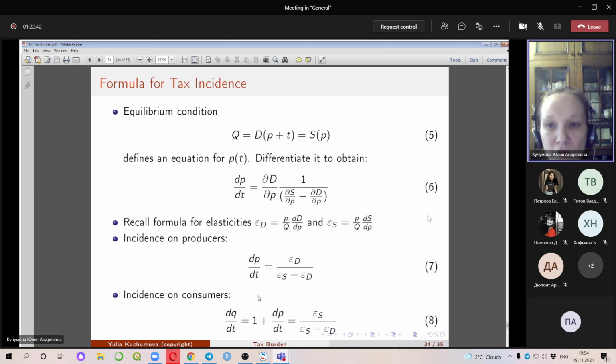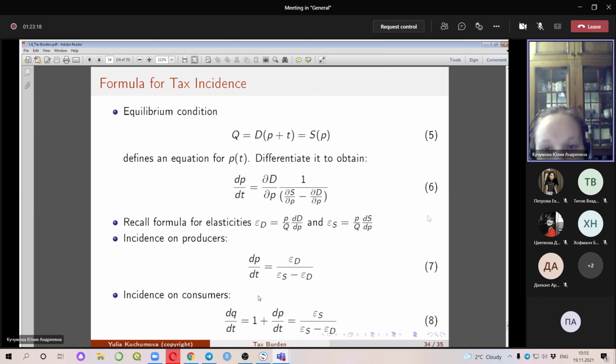So we can differentiate equation 5 to obtain the derivative of the price with respect to tax rate T. This is given by formula 6. It is equal to the derivative of demand with respect to price, divided by the difference between the derivative of supply with respect to price minus the derivative of demand with respect to price.